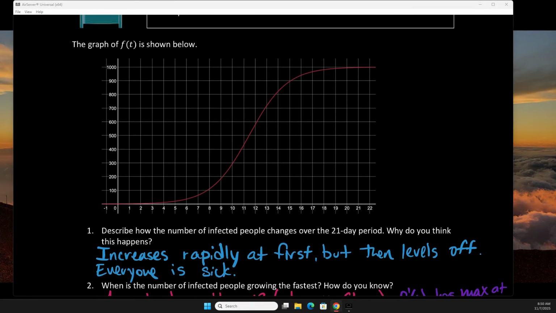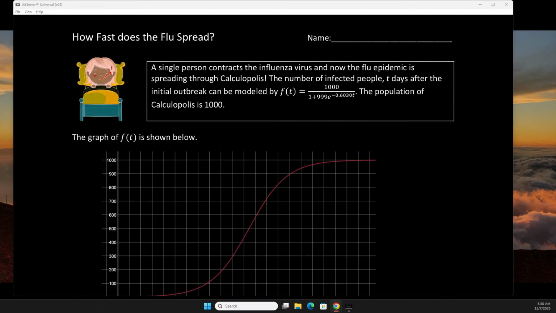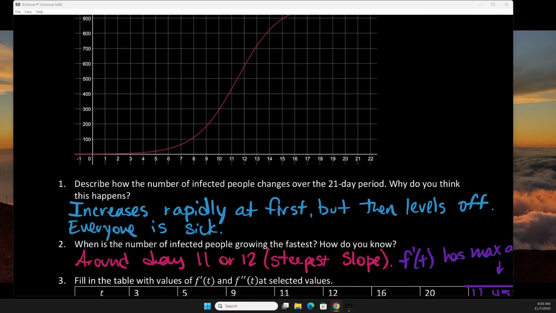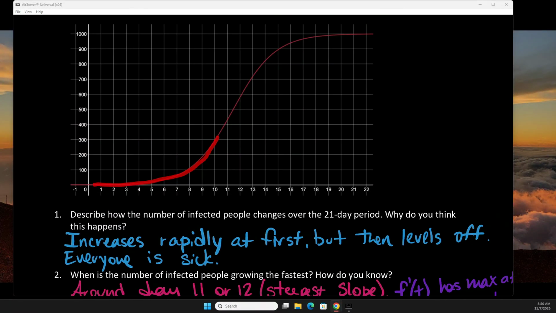Okay, so you guys completed the how fast does the flu spread problem. Hopefully you got something similar to what I did on number one. It increases really rapidly at first, really, really fast, and then at some point it starts leveling off. Why do you think it does that?